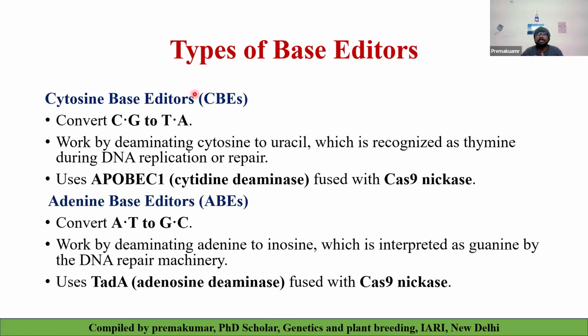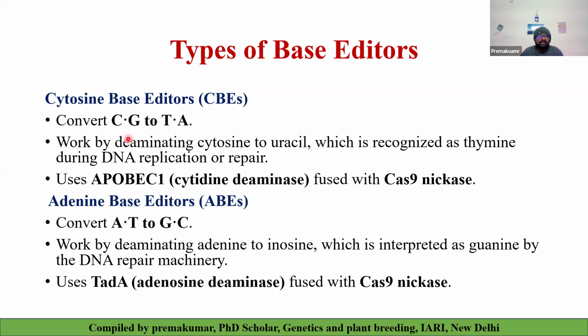Then, what types of base editing can we do? There are two types: the cytosine base editor, where you can modify the cytosine, or the adenine base editor, where you can modify the adenine. Here a C to G pairing can be mutated to a T to A pairing, or an A to T pairing can be mutated to a G to C pairing. How can we do CG to TA? By deaminating the cytosine to uracil, which is recognized as a thymine during DNA replication and repair.